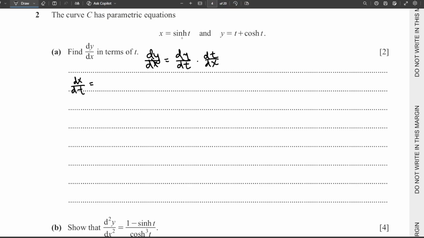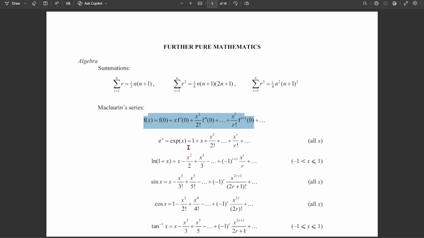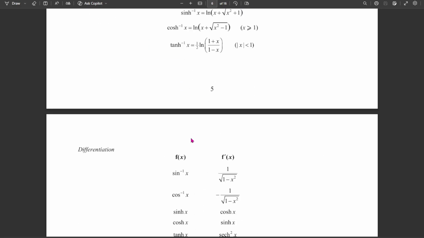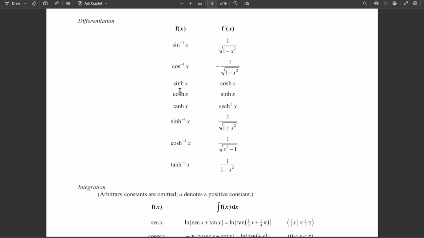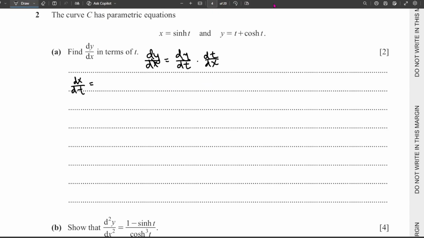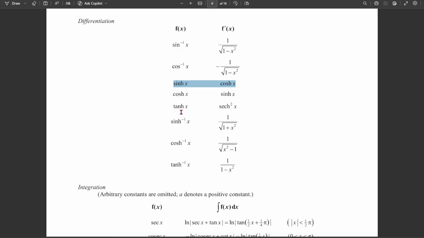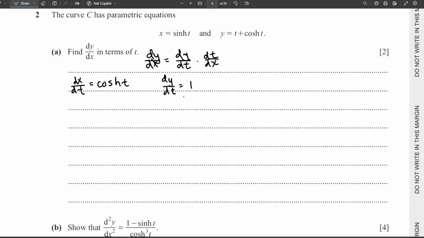So what is the differentiation of hyperbolic sine? We can refer to your table here, or if you have it memorized, even better. So hyperbolic sine differentiates to hyperbolic cosine. So dx/dt is hyperbolic cosine of t, and dy/dt, the derivative of y with respect to t, becomes 1 plus hyperbolic sine of t, since hyperbolic cosine becomes hyperbolic sine.